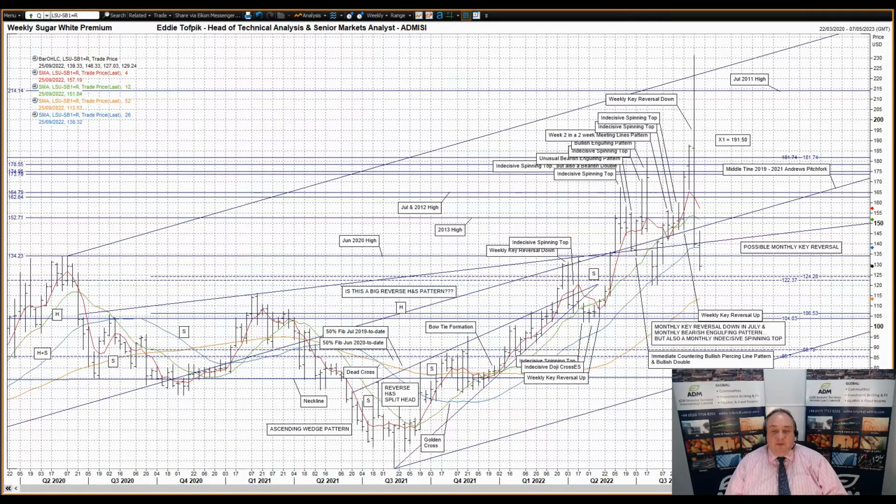The weekly key reversal down in the sugar white premium was a seminal moment, in part prompted by a changeover, but fulfilling the secondary target at 191.5 on the upside for the June 2021 to April 2022 ascending wedge pattern before crashing lower. We are now set up for a possible monthly key reversal down here in September.